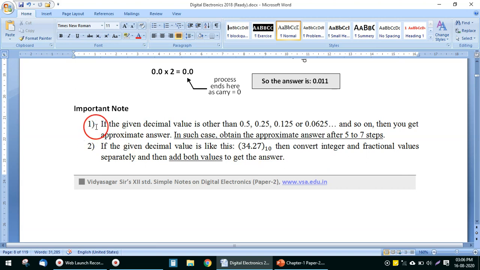Okay, there is one important note given over here. If the given decimal value is other than 0.5, 0.25, 0.125, 0.0625, you must note down this point.